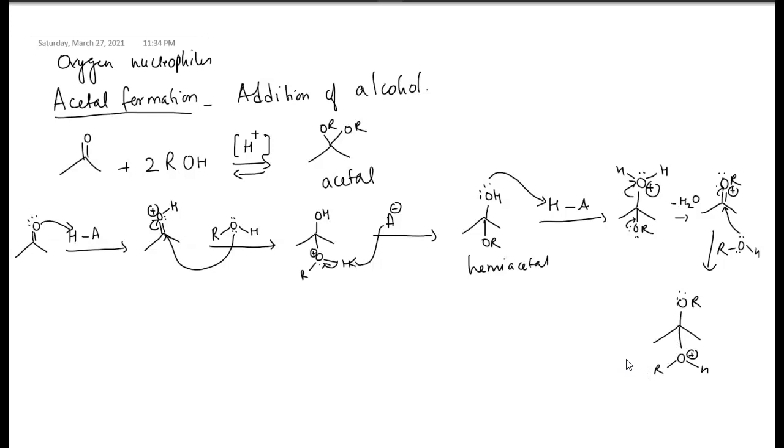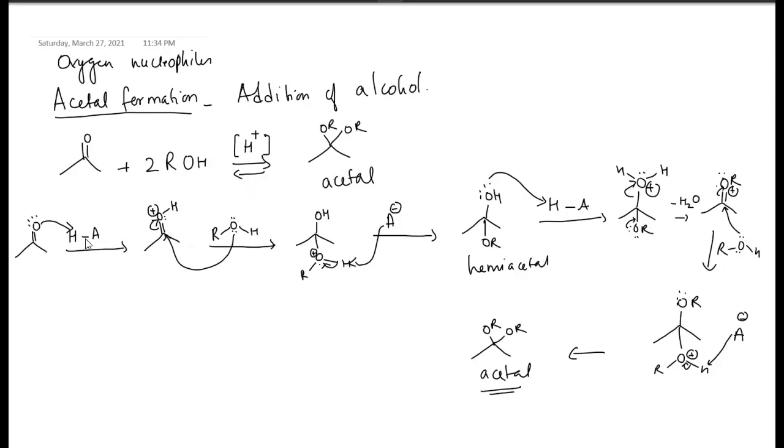The next step would be where the base is going to grab this proton, push these electrons back over here, and we get our final product, which is my acetal. Okay, I'm just rearranging the groups here, and this is how we get the acetal. Okay, so it's a slightly long process, but I want you to follow the mechanism where we take an aldehyde or ketone and react it with alcohol to form an acetal in the presence of acid.